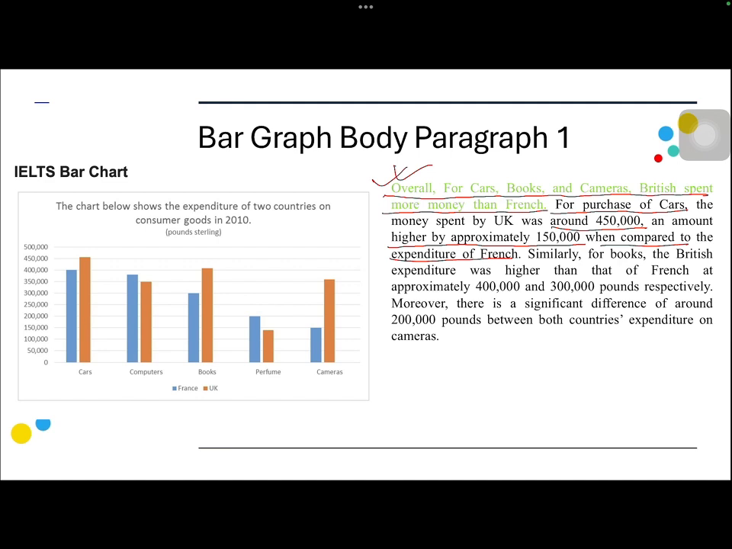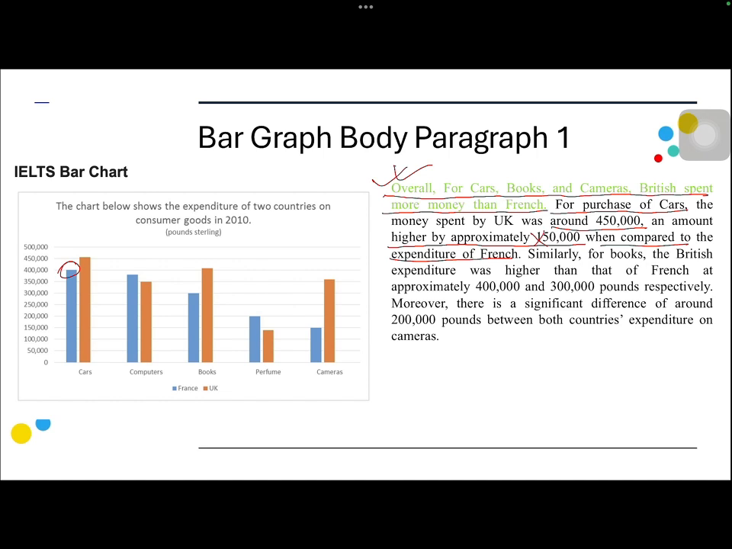Now, I'm not directly saying what is the amount of money that was spent by French, but I'm giving them an idea. So basically, French are spending around $300,000 because 450,000 is an amount higher by approximately 150,000 when compared to the expenditure of French, right? Okay, it's my bad, right? So not by 150, but only by 50,000. So an amount which is approximately higher by 50,000 when compared to the expense.